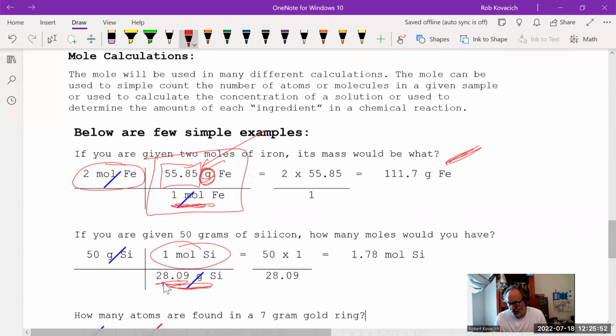If I'm looking for a number off the periodic table, even if it's a molecule, I'm going to be pulling those masses off and then setting it equal to 1 mole, because that's how it works with the table. So then I do the math on this and I end up with 1.78 moles of silicon, which makes sense because about 28 grams is equal to 1 mole if I'm talking about silicon, and I have 50 grams. So I've got more than 1, but I have less than 2 moles.